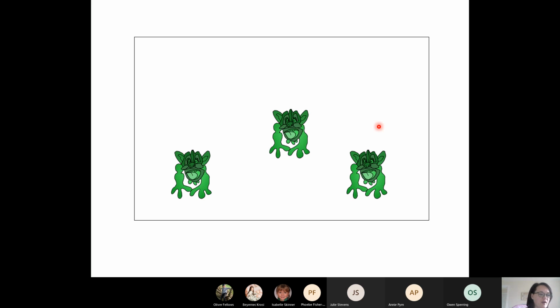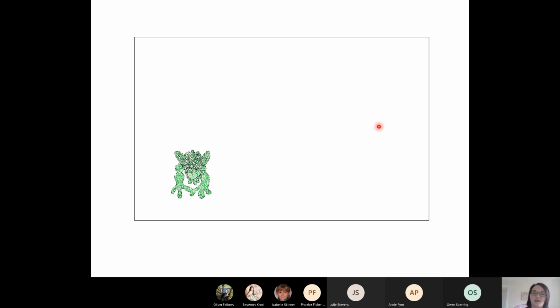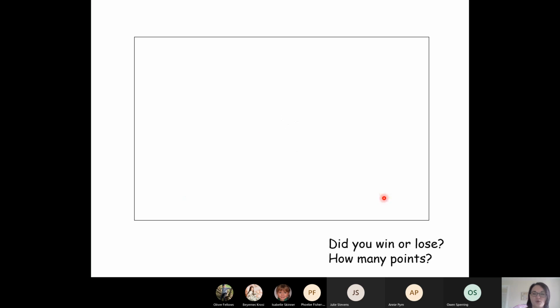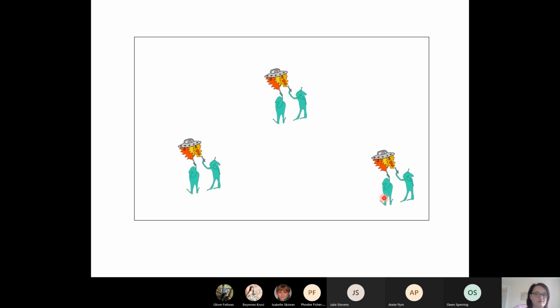Here we have our 3 gremlins. Try and knock them down. 3, 2, 1. Excellent, well done. So think about how many points we've won there. Then 3 spaceships, try and avoid them. 3, 2, 1.